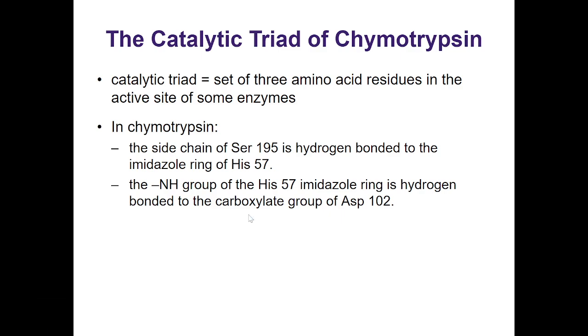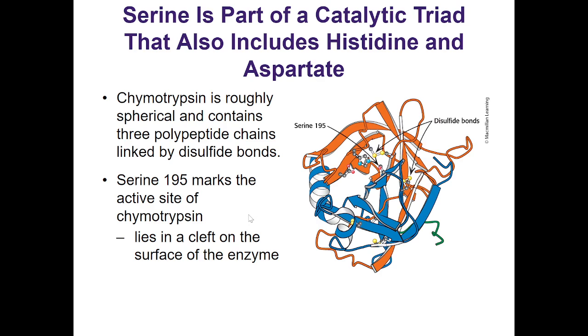All right, so the NH group of the His57 imidazole ring is actually going to be hydrogen bonded to the carboxylate group of your ASP102. And again, we can see that over here. Everybody see that okay? Okay. And that's actually your catalytic triad. Again, notice that this is in this little cleft here, and so that is your active site right there, isn't it?